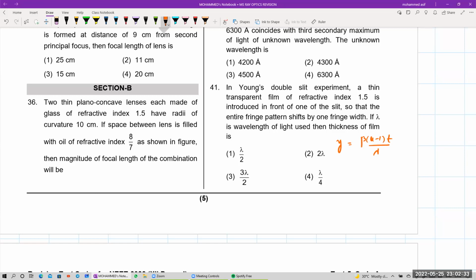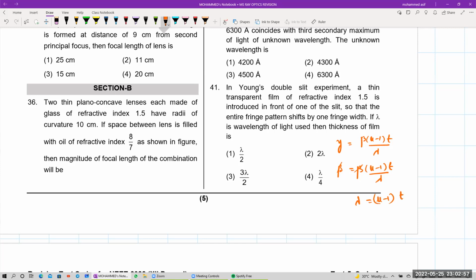In Young's double slit experiment, a thin transparent film of refractive index 1.5 is introduced in front of one of the slit so that the entire fringe pattern shifts by 1 fringe width. Means beta value is equal to 1 is given for me. So it is also beta into mu minus 1 into thickness divided by lambda. This beta will get cancelled. So lambda is equal to mu minus 1 into thickness t.